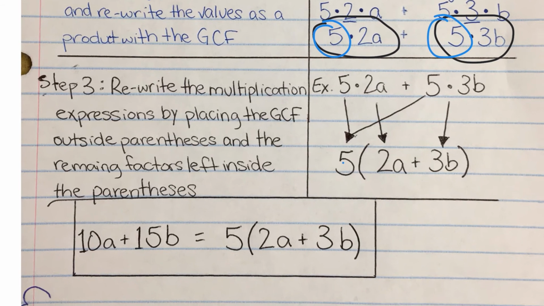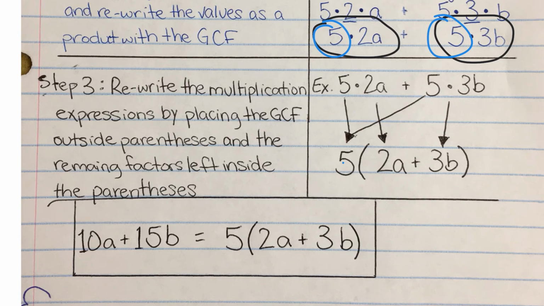Finally, we know, because we've gone through the steps, that 10a plus 15b, this first expression, can be rewritten in factored form by taking out the 5 from the 10 and the 15 and rewriting it like this. 5 times (2a plus 3b). We know that these two expressions are equivalent.